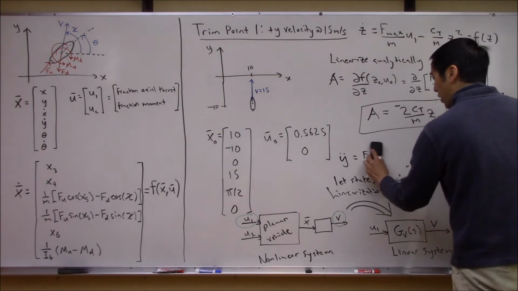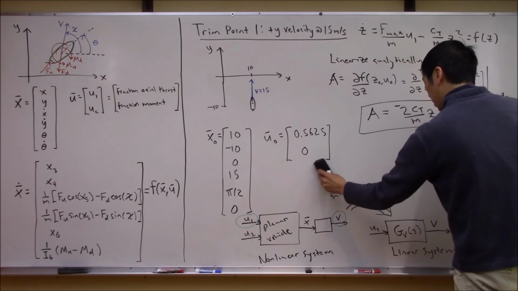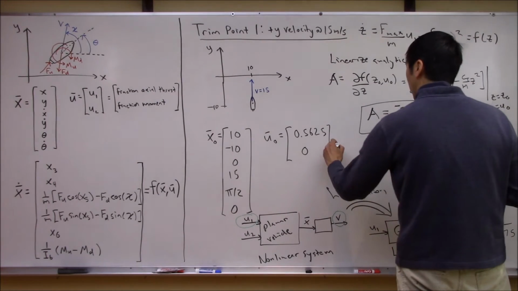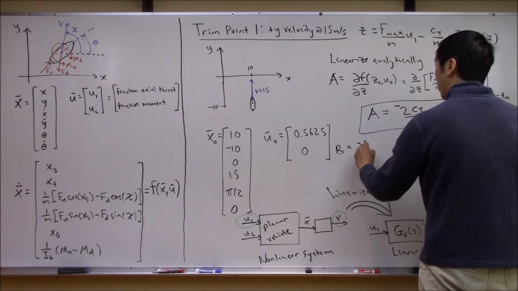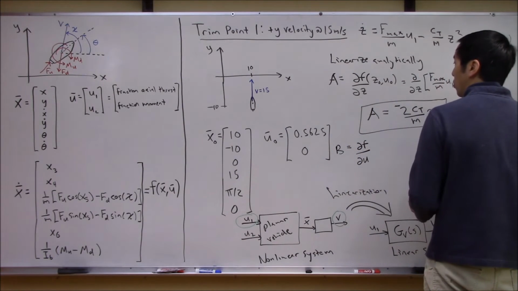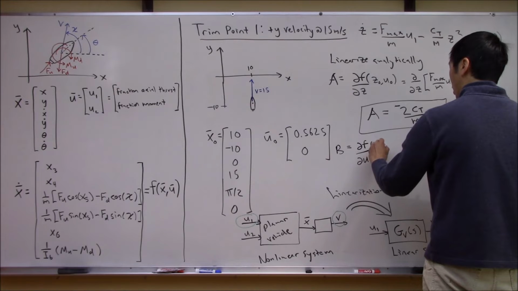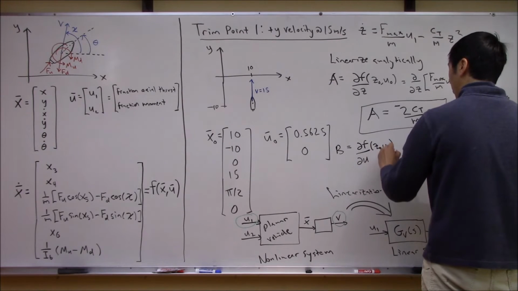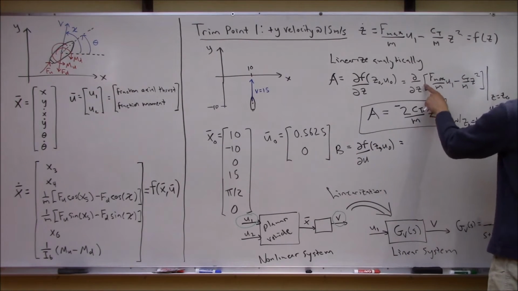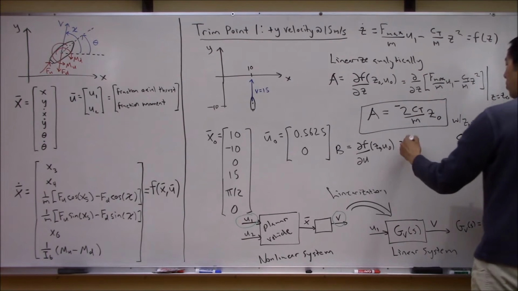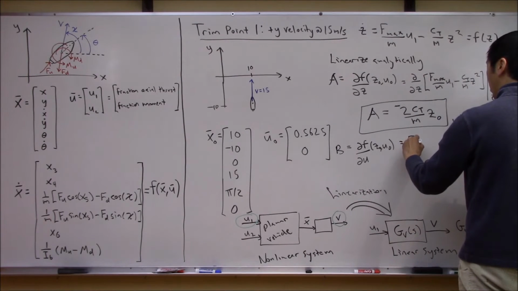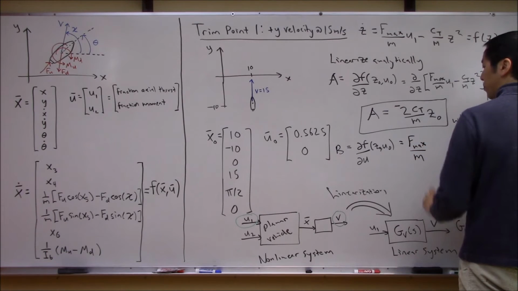So let's go ahead and erase this. Okay, so our B matrix in this case, it's a very similar expression, right? It was partial f, but now it's with respect to u, right? Z naught, u naught, right? That's how you get the B matrix. So again, it's just taking the partial of this thing, but now with respect to u. And now you can see this is actually pretty simple. This comes out to just f max over m, right?